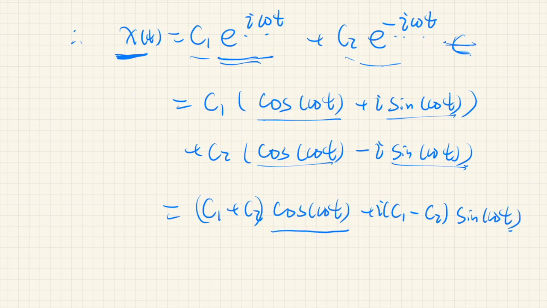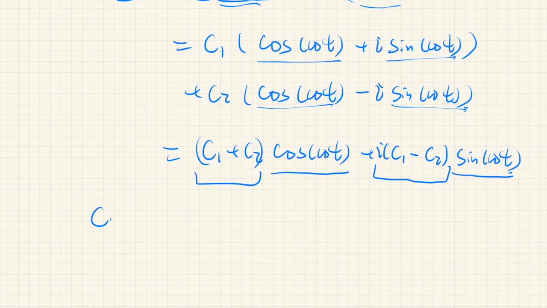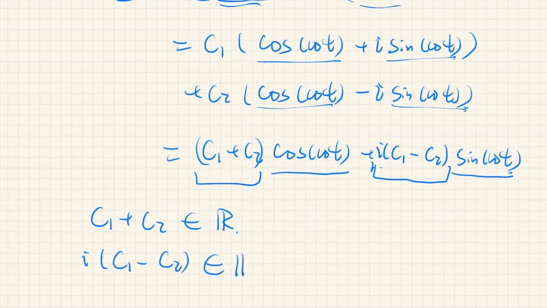Okay, so this is a real function and this is a real function. So if x of t is a real function, then the coefficients here and here should be real. Okay, so c1 plus c2 should be real, and i times (c1 minus c2) should be real. So we cannot just choose the values of C1 and C2 independently because they have to satisfy these constraints.